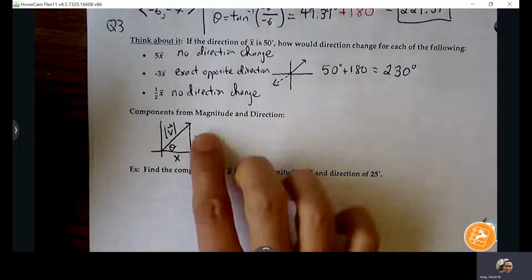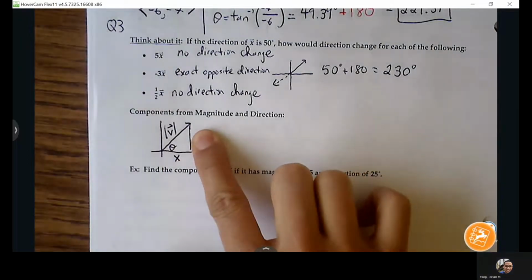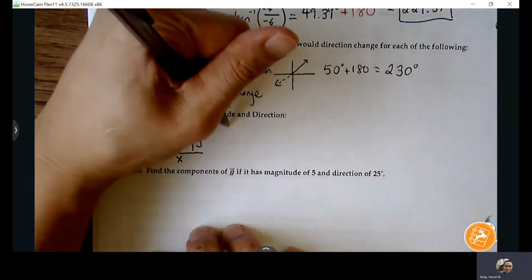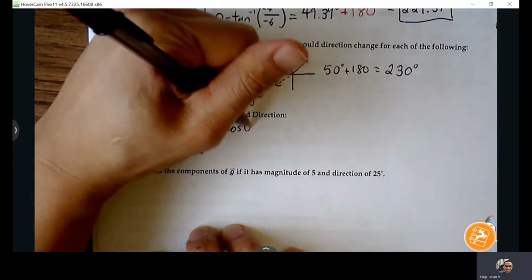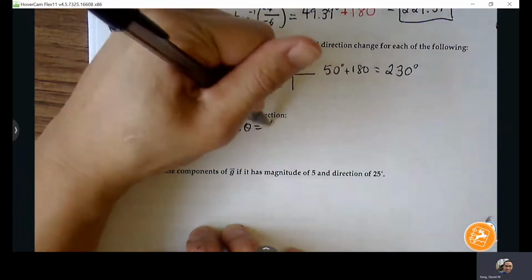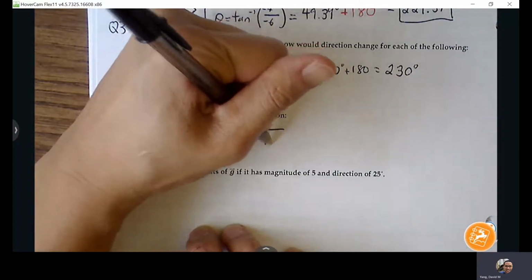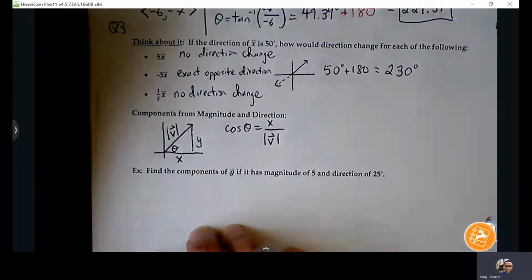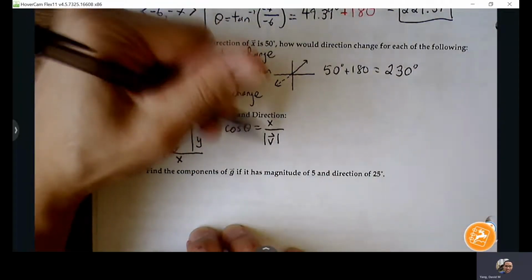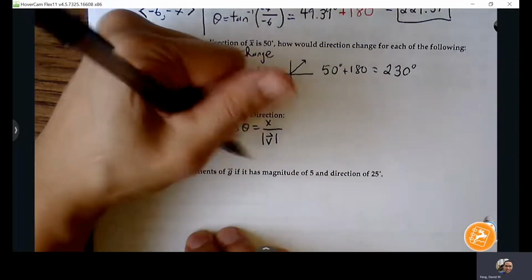So if I want to solve for x, what would you use? Cosine, right? So yesterday we said cosine of theta is equal to x over whatever this value was. Right now I'm just going to leave it as magnitude of vector v. And if I want to solve for x, I would just cross multiply.